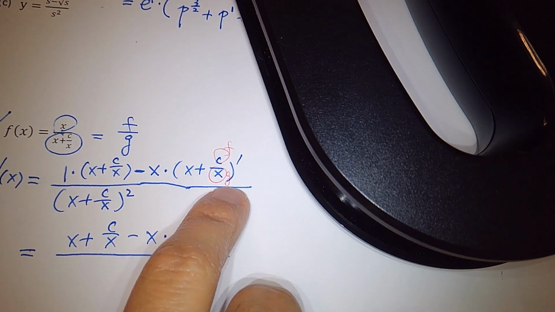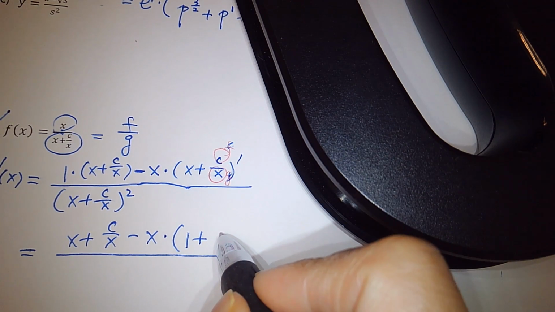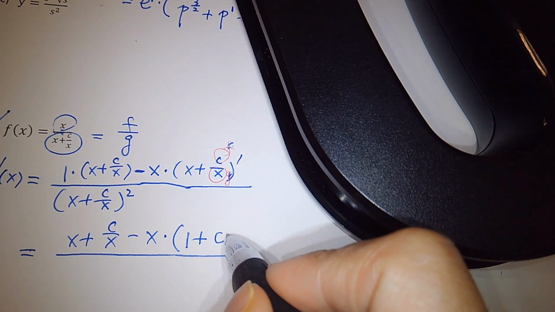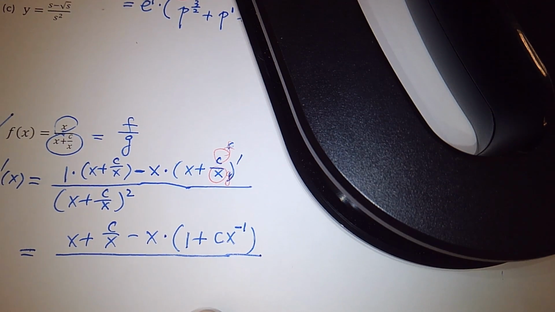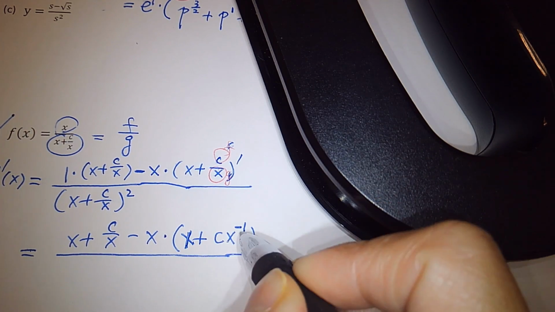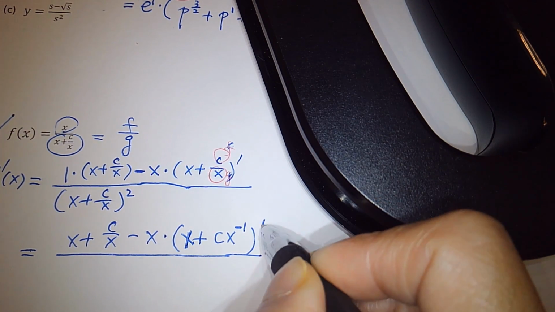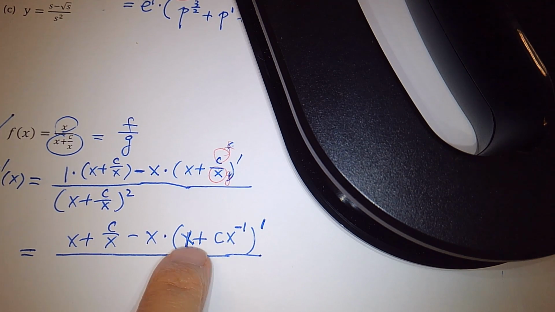If you don't want to use the quotient rule, what's the other way? Easy way: c over x can be written as c times x to the negative 1's power. So you can use the power rule to do it. This is just rewritten from here to here.